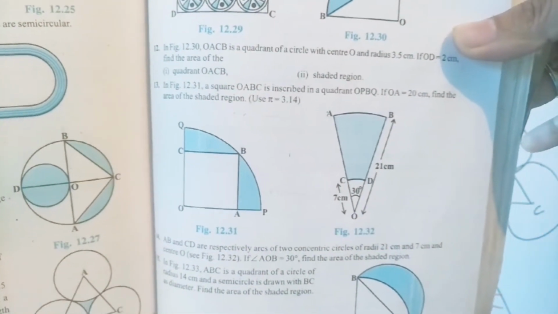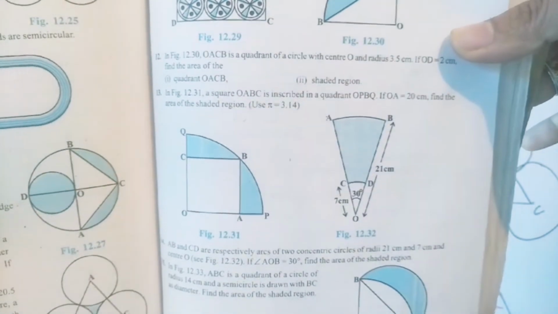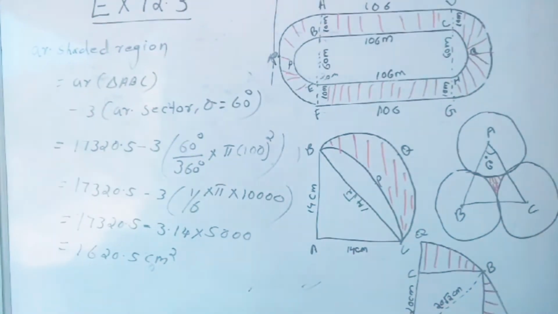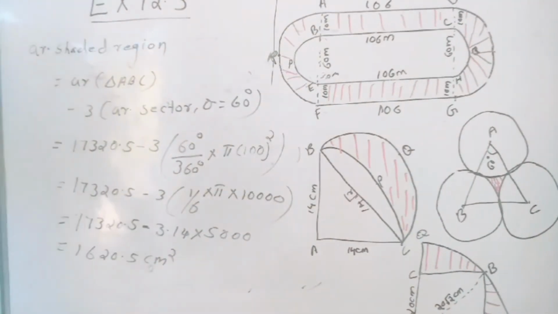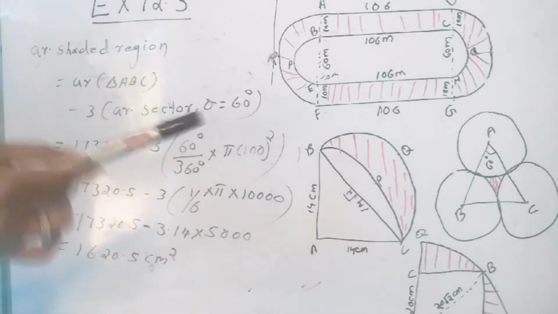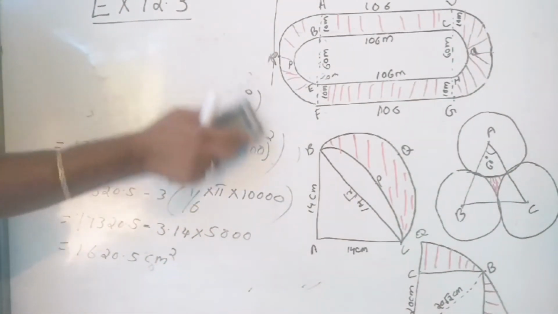In figure 12.31, a square OABC is inscribed in a quadrant OPBQ. If OA equal to 20 centimeter, find the area of the shaded region. OA is given, and this OABC is a square. This is our figure. Then OABC is a square and OPBQ is a quadrant. And OA, that length is 20 centimeter. That much of information is given in this question. Now we need to find out the area of the shaded region.